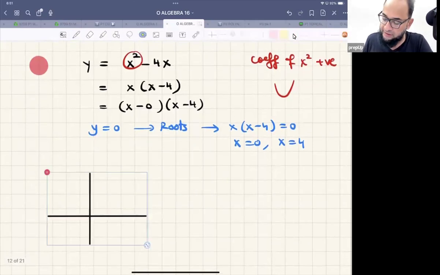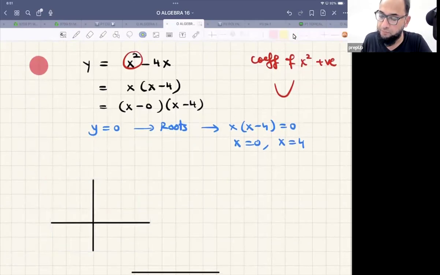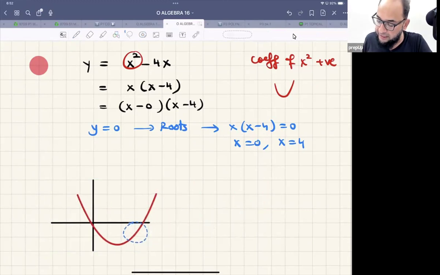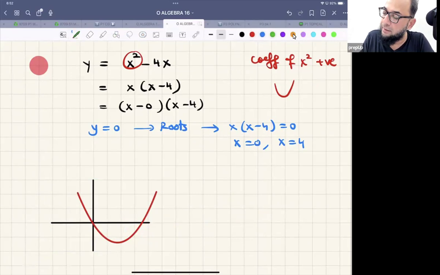Let me draw this thing again over here. Let me draw the sketch something like this. Let me take it and place it like this. And over here, this is 0, this is 4, and the shape is the correct one.